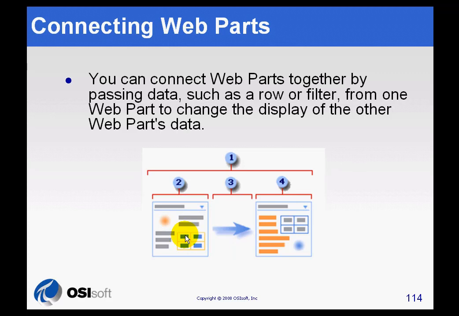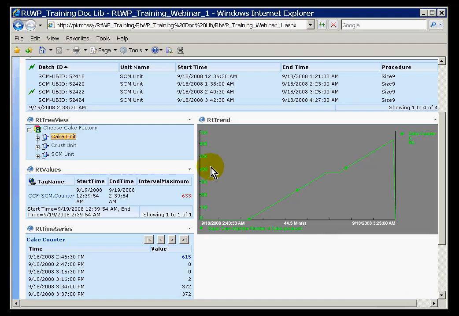I guess a better way to describe it would be to just show you a picture of it. Here's an example of two web parts. This is a batch, or an RT batch table web part. This is a regular trend. And there's a connection between the two. The little green lightning bolt shows that. There's a connection such that the start time and end time that you see right here is going to be passed over to this trend when I click on it. So there's the triggering event.